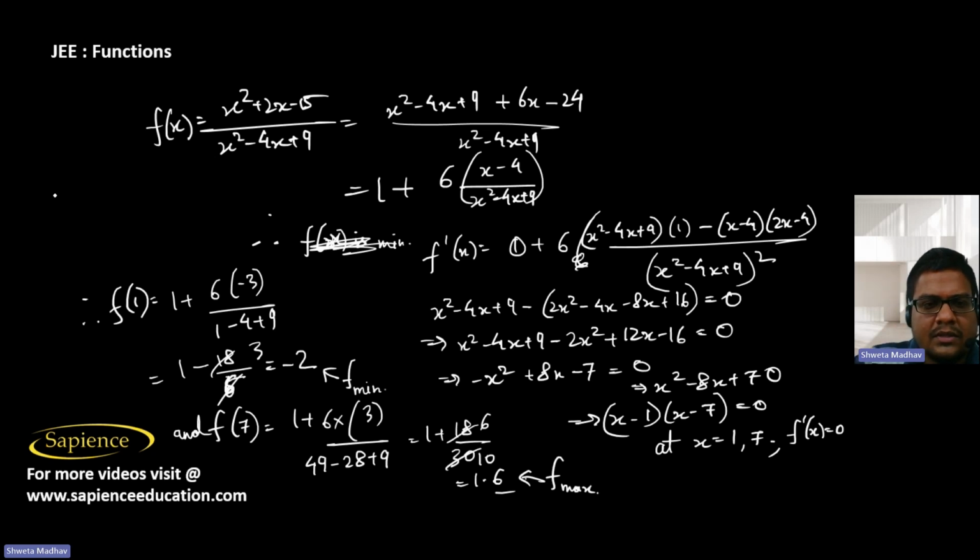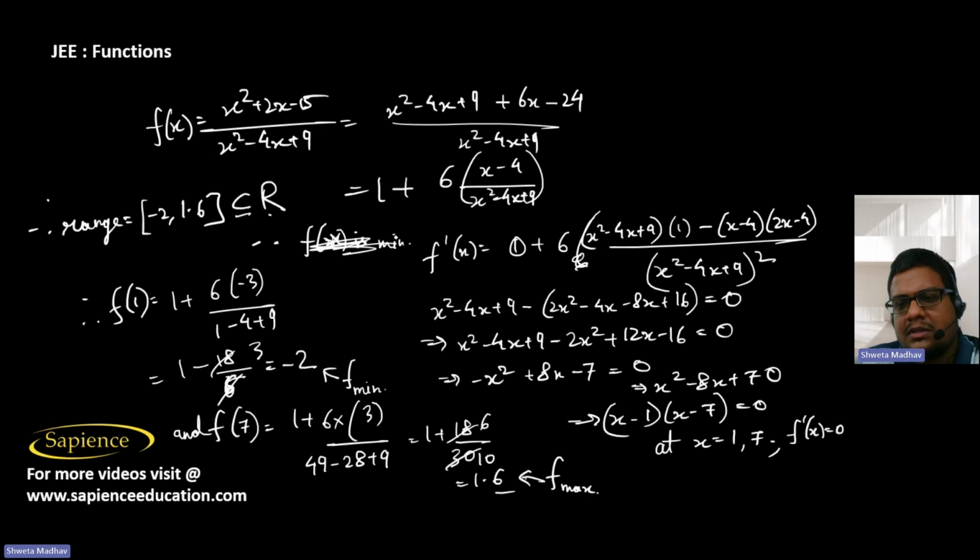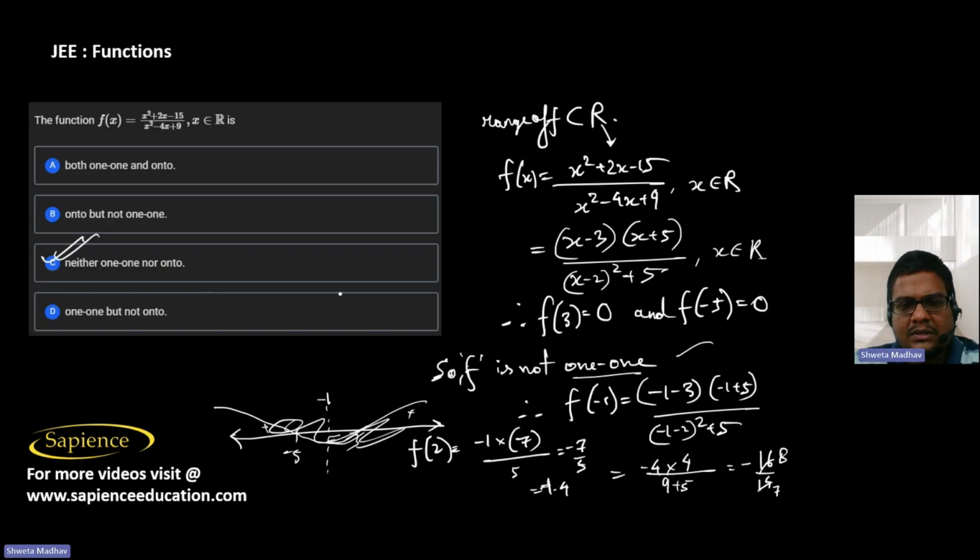Therefore the range of this function f is nothing but from minus 2 to 1.6, which is obviously a subset of the set of real numbers R. So hence the function f is not onto. So f is not onto. So it is neither 1 1 nor onto.